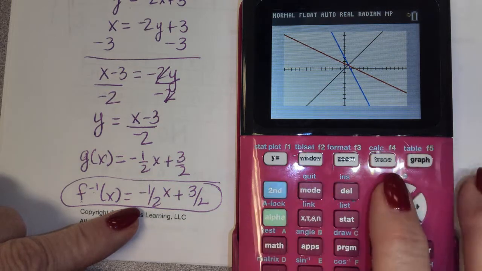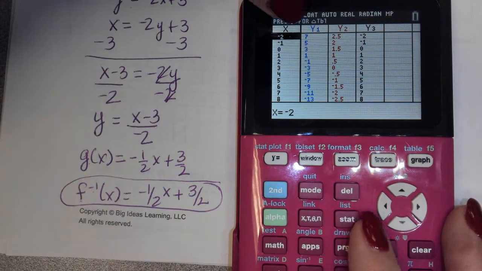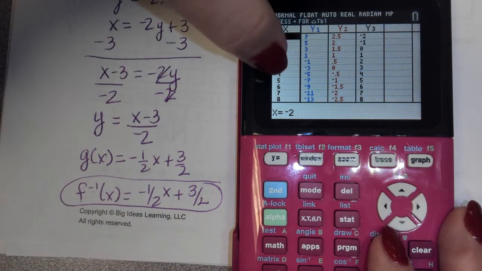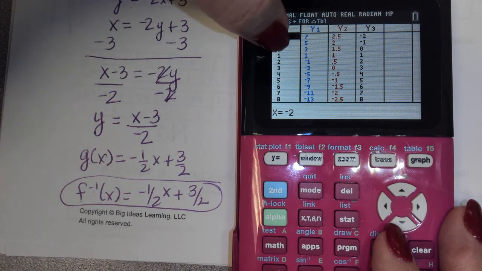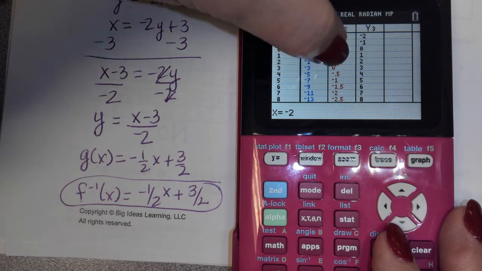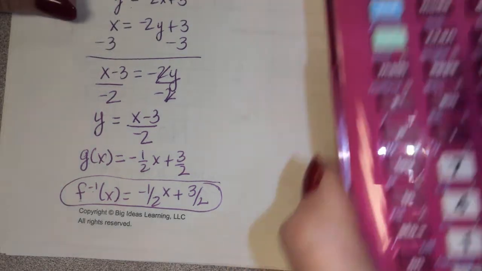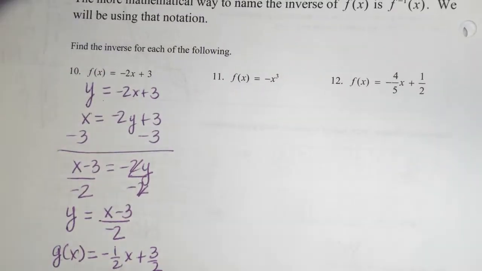I could look at my table of values. All right? Looking at this point, -2, 7. I should see the point 7, -2, and I do. Look at this one, 0, 3. I should see the point 3, 0. So that's another way to support the fact that I did that correctly.